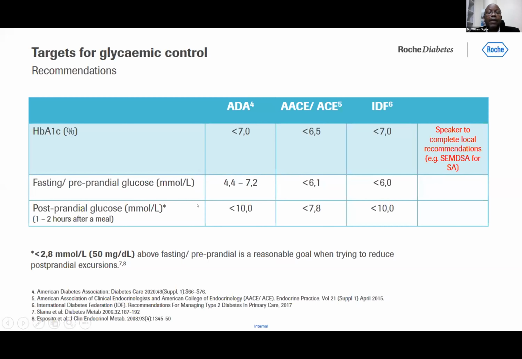And then 2 hours after a meal, what we call postprandial blood glucose. The target is below 10 for 2 of the guidelines, ADA and IDF, and less than 7.8 for AACE. You notice there are some slight differences between regions of the world based on their experiences and the resources available to them for the achievement of those goals. And generally speaking, less than 2.8 millimole above the fasting or preprandial blood sugar is a reasonable goal when trying to reduce postprandial excursions. We'll talk about what excursions mean after meals.